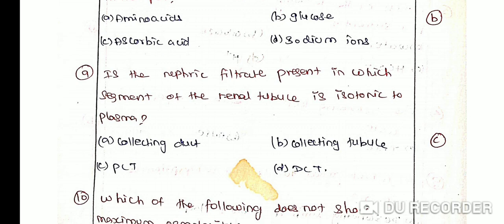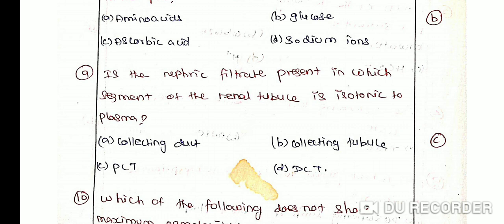Question number 9. Is the nephric filtrate present in which segment of the renal tubule isotonic to plasma? Option A, collecting duct. Option B, collecting tubule. Option C, PCT. Option D, DCT. The correct answer is option C, PCT, proximal convoluted tubule.